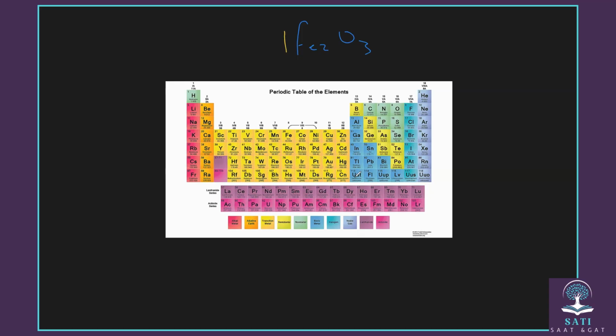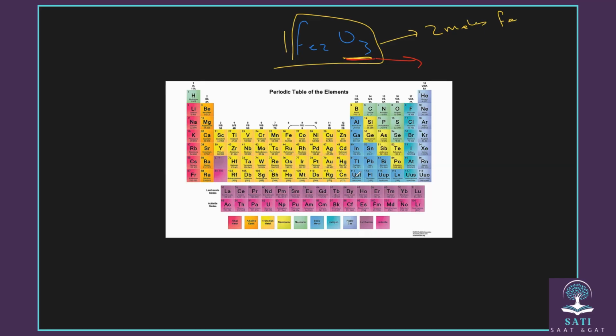If I have 1 mole, how many moles of iron are there? If I have 1 mole of the whole compound, and it was separated, I'll get 2 moles of iron, Fe. Clear? And I'll have 3 moles of oxygen atoms in this case.